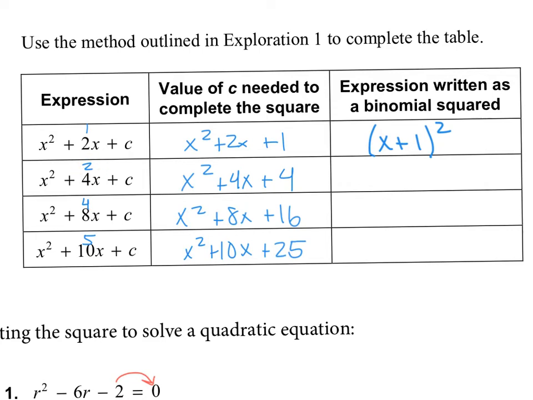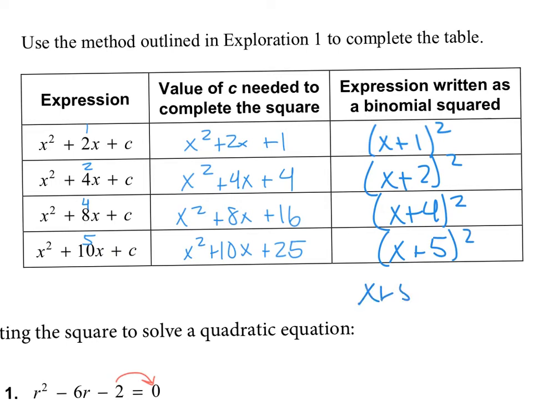Again, half of my b was 2, so I know that this is x plus 2 squared. Half of my b was 4, so x plus 4 squared. And you'll get real quick at doing this. Half of my b is 5, so it's x plus 5 squared. To prove that to you, you have x plus 5 and x plus 5. If I FOIL this out, you have x times x is x squared. You have x times 5, which is 5x, and 5 times x, which is 5x. 5x and 5x is 10x, and 5 times 5 is 25. So it works out.